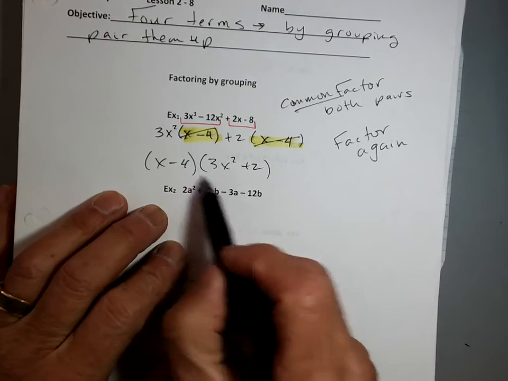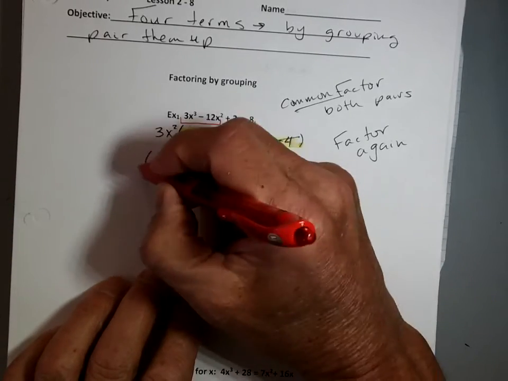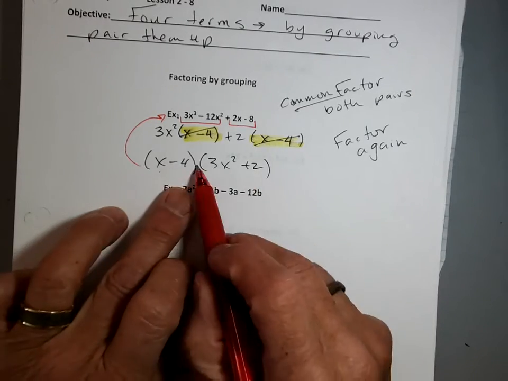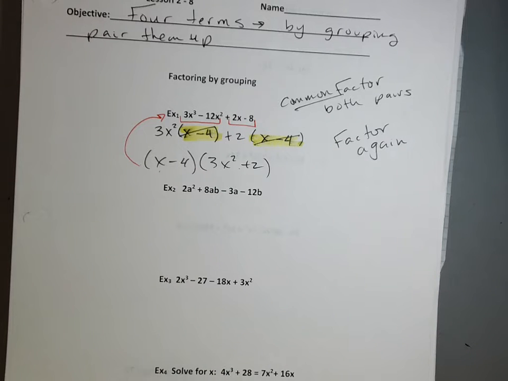If we were to multiply this all the way through, if we were, no, we're not going to, but if we were to go ahead and multiply it all the way through, we would get the original question. This times this, this times this, this times this, this times this, we would get the original question. But we don't want to do that. We want to actually undo it or factor, okay?